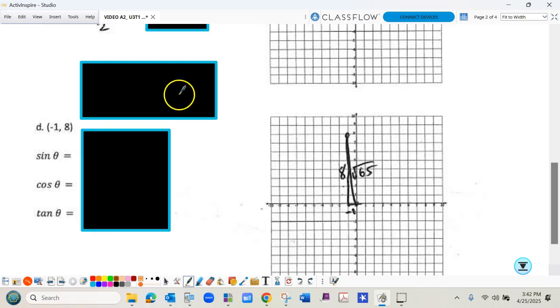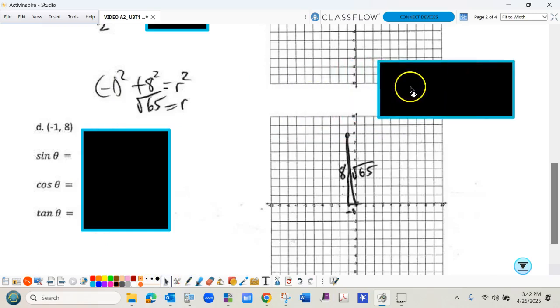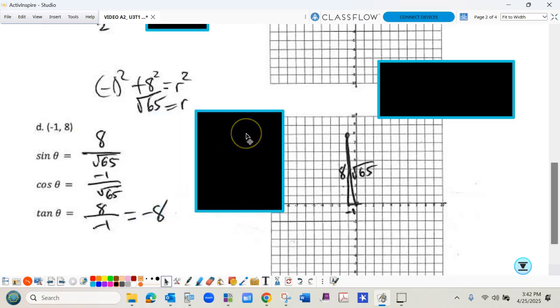That's going to be in quadrant 2, starting with the radius, which is going to be square root of 65. Again, a negative in parentheses before squaring. Square root of 65 is not an easy square root. Y over r for sine is 8 over square root of 65. Cosine x over r, -1 over square root of 65. Tan y over x, 8 over -1.